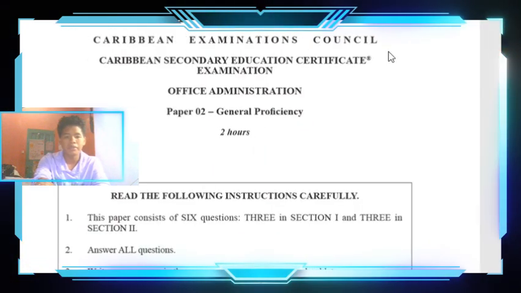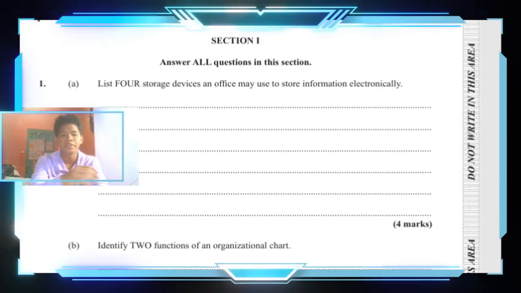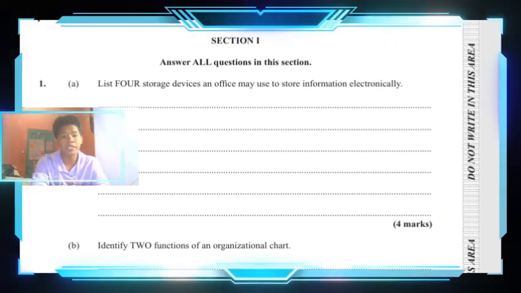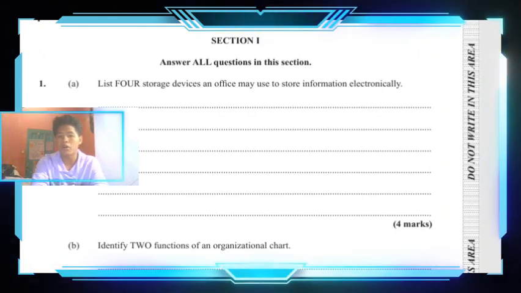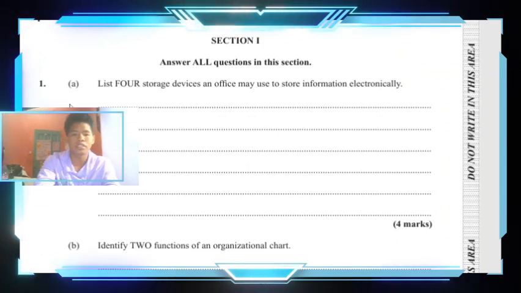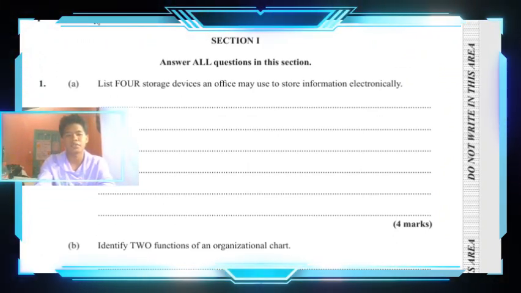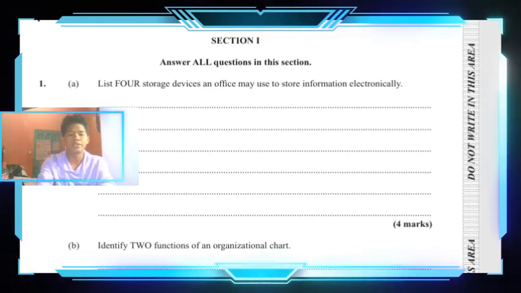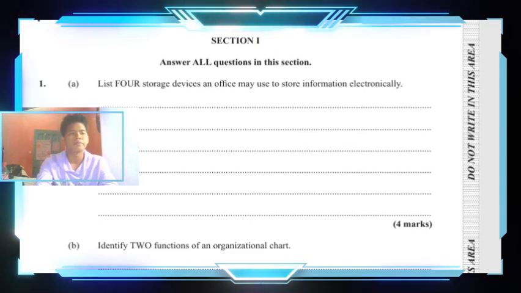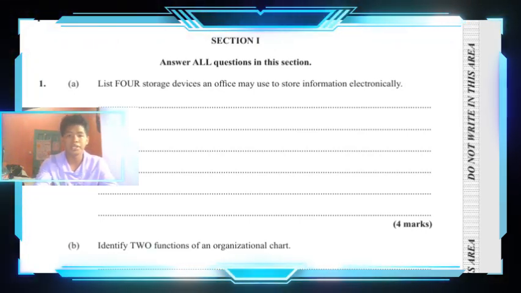For the first question, section A, answer all questions in this section. List four storage devices an office may use to store information electronically. So when we think of electronic storage, we think of floppy disk. That's one. Hard drive. Cloud storage. Cloud storage is another means.